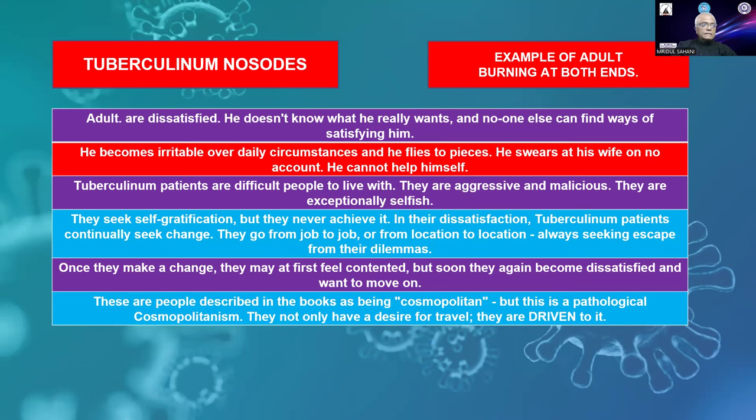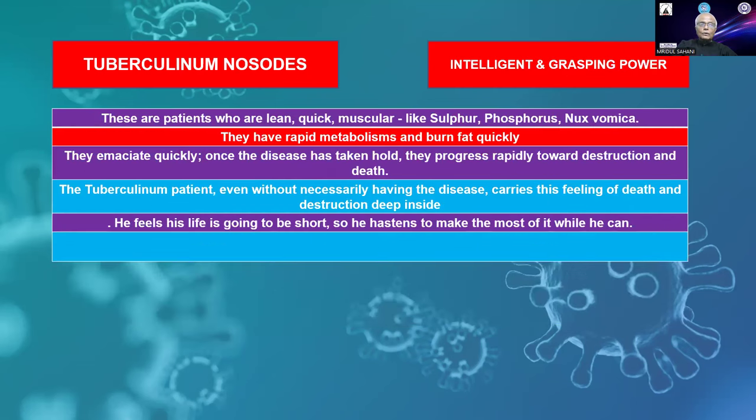In their dissatisfaction, tuberculinum patients continually seek change. They go from one place to another, so they are traveling, desiring, always seeking something new. Once they make a change, they may at first feel contented, but soon they again get distressed. So there is no end to their desire. They are like the cosmopolitan, the whole world is theirs, and they want to travel. So in the repertory also, the desire for traveling, you may find it among the prominent medicines. They are driven, as if they are always in traveling mode.